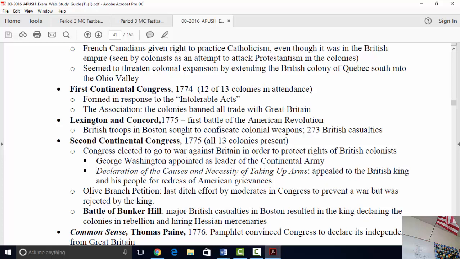Number 9. Washington's speech best reflects which of the following continuities in United States history? D, debates over the relationship between the United States and Europe. How involved should we be in European affairs, right?